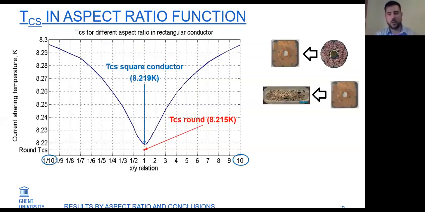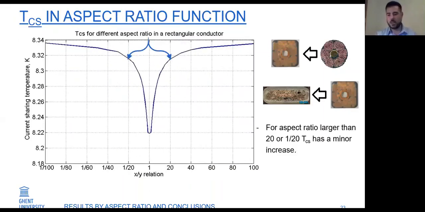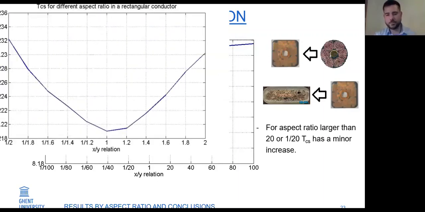However, if we go to larger ratios, we found larger current sharing temperatures, which is better. And if we see even larger ratios, from 1/20 ratios, the increase gets lower and is not that pronounced.